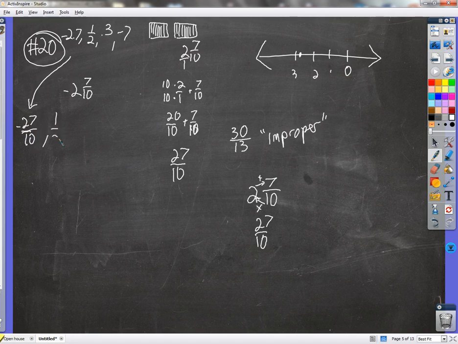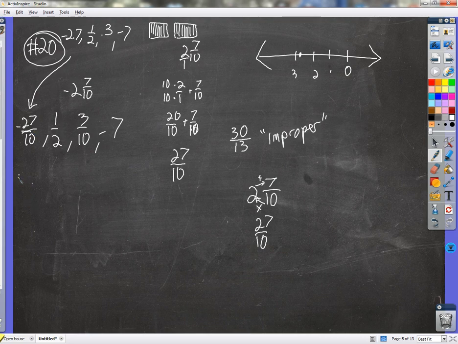We got 1/2. What's this? It's a fraction, 3 tenths. And this is negative 7. Okay. Now we can kind of use the knowledge that we already have. We know that this is negative 2.7. It started out that way.